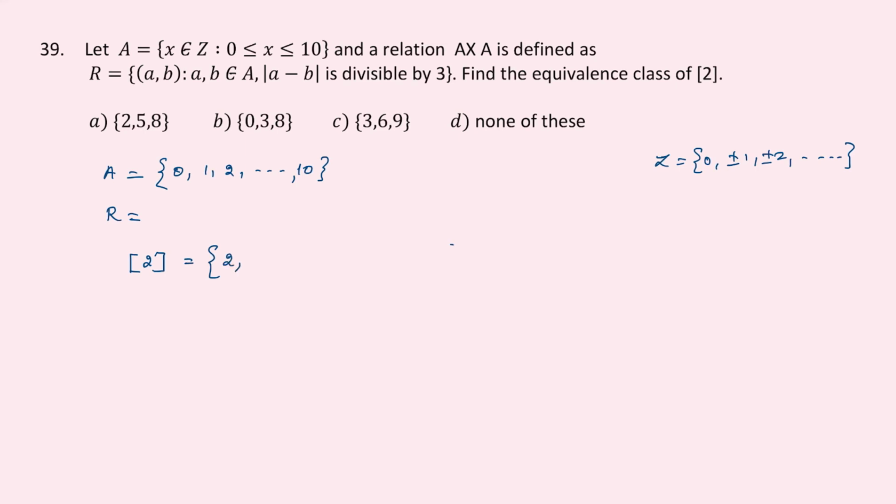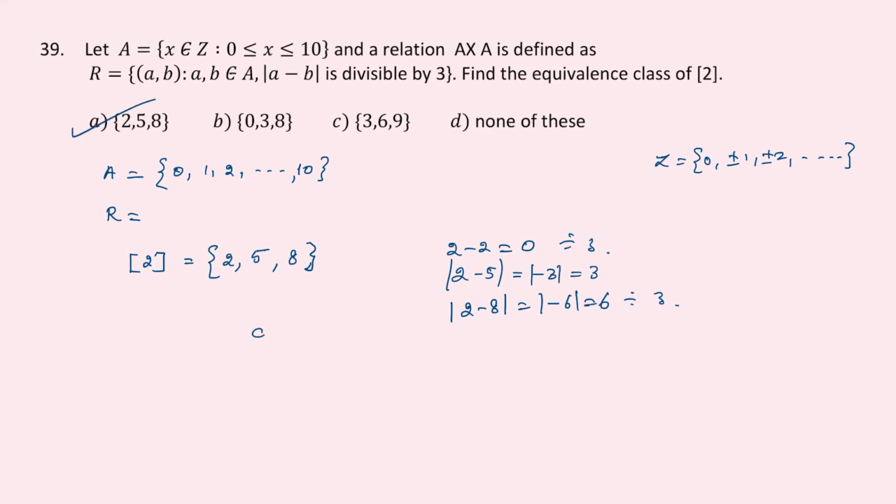2 is related to 2 because 2 minus 2 is 0, which is divisible by 3. And 2 is related to 5 because the absolute value of 2 minus 5, the absolute value of minus 3, is 3, which is again divisible by 3. And then 2 is related to 8 because the absolute value of 2 minus 8 is 6. This is also divisible by 3. And then the next value will be 11. 2 and 11, but 11 doesn't belong to the given set A. Therefore, 2, 5, 8. The correct option is A.